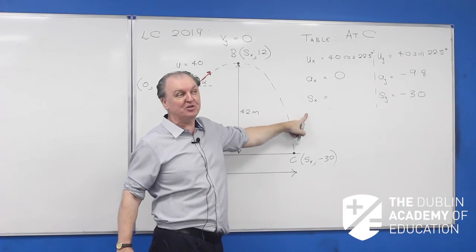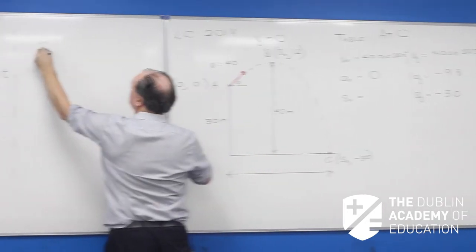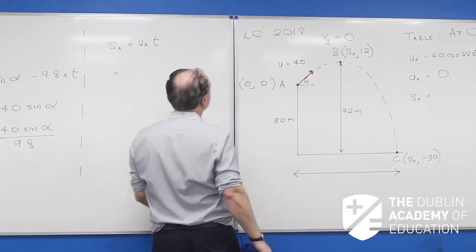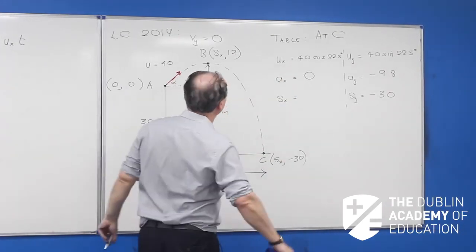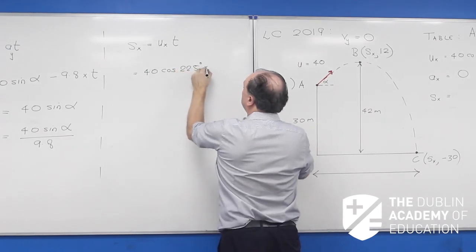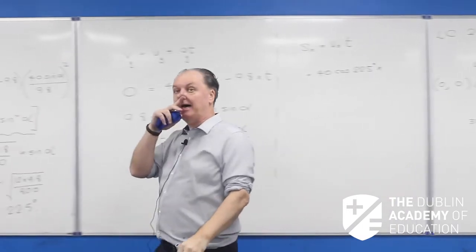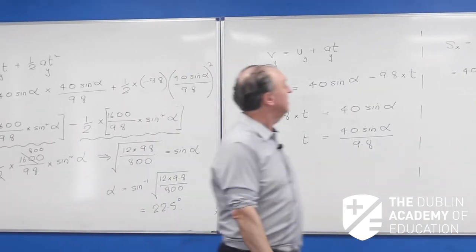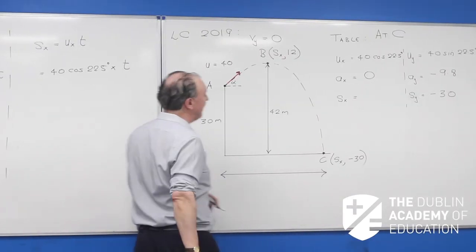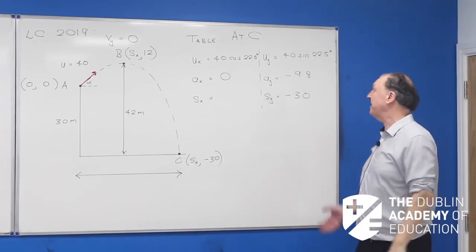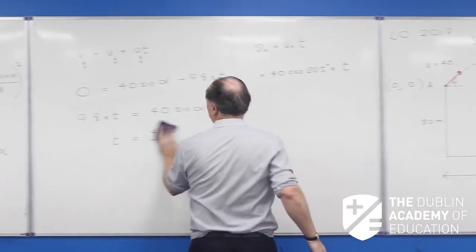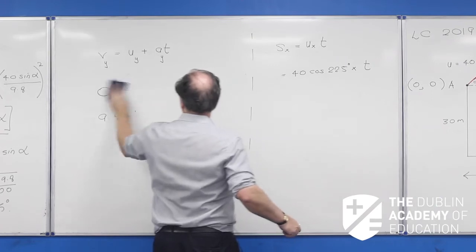S equals ut plus a half at squared, but if it's in the x direction, it's Sx equals uxt. Ux, that's 40 cos 22.5 by the time, and the time to land. Well, that time to land, I don't have it here. So what do I have to do? I now go to the other side to work out that time to land. So I'm going to go to the Sy side and get that time.